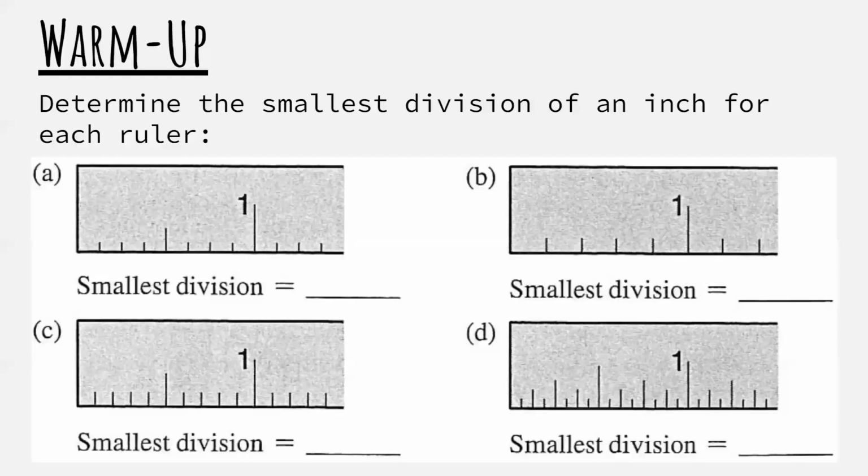So first up is determining smallest divisions of an inch for each ruler. It's pretty simple. You just count how many tick marks from 0 to 1, and that's going to determine your smallest division. So for A, we are divided into 1/8 inch parts because we have 8 tick marks from 0 to 1. For B, we are divided into 1/5 of an inch. For C, we've got 1/10 of an inch. And then finally for D, we've got 1/16 of an inch.